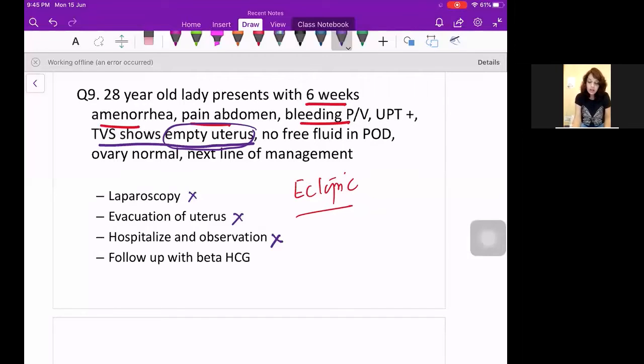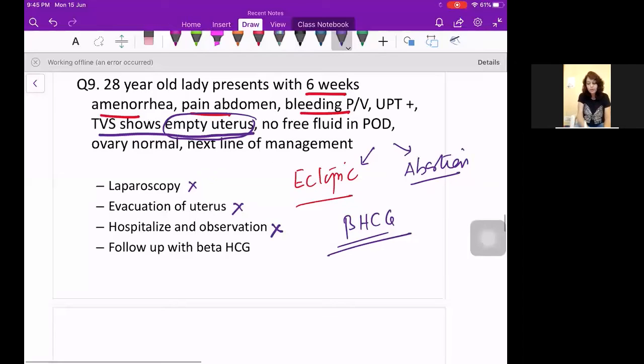Number one, empty uterus on TVS, which goes in favor of ectopic pregnancy. Number two, it may be intrauterine pregnancy, but in the process of abortion. That is why there is empty uterus. And at 6 weeks, they are not able to comment whether there is a gestation sac in the uterus or not. So I would like to go in favor of, why not get a beta HCG done and see the report? Because in this question, again, the condition of the patient appears to be stable. So we have time to go for the beta HCG.